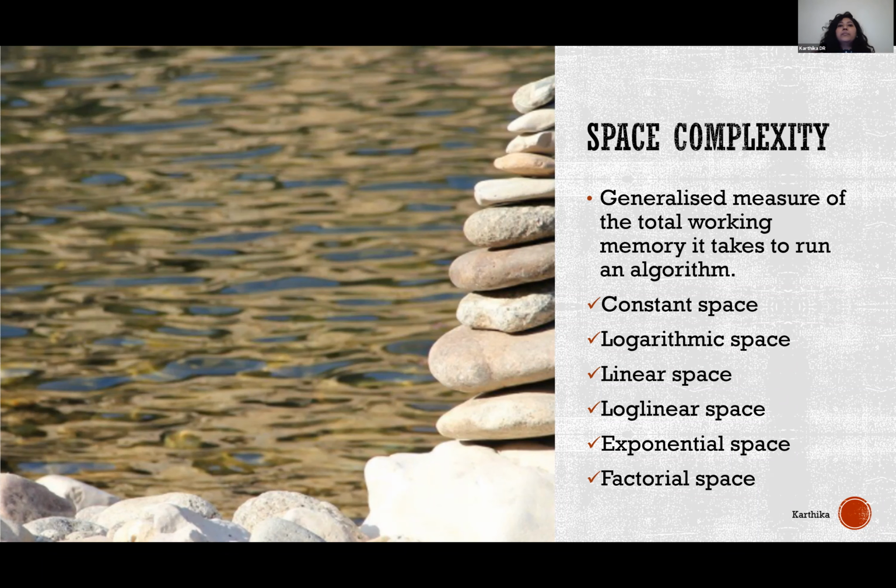And suppose you are, another example for linear space complexity: if you are trying to copy an array to another array, or a better example, if you are going to merge two arrays into a new array, this new array we will have to declare, right?